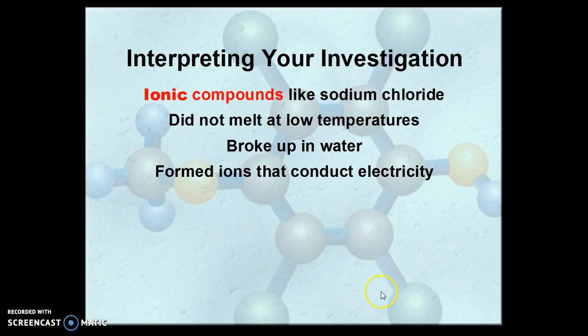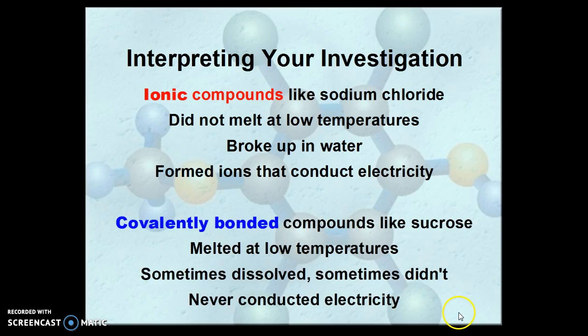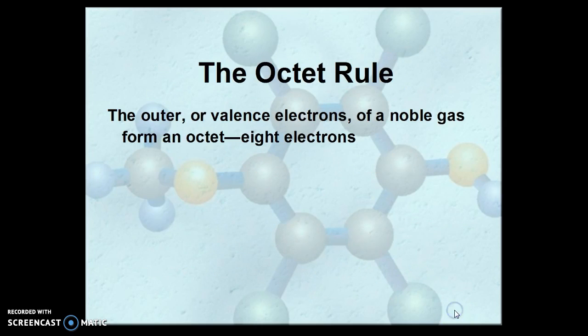The ionic compounds, like sodium chloride, did not melt at the relatively low temperatures that you could get with a hot plate. They did break up in water, generally, and when they broke up in water, they formed ions that conduct electricity. The covalently bonded compounds, like sucrose, melted at low temperatures, melted rather readily, and some of them may have even evaporated. They sometimes dissolved and sometimes didn't, but they never conducted electricity. Except if you use benzoic acid, you may have seen a very tiny conductance.